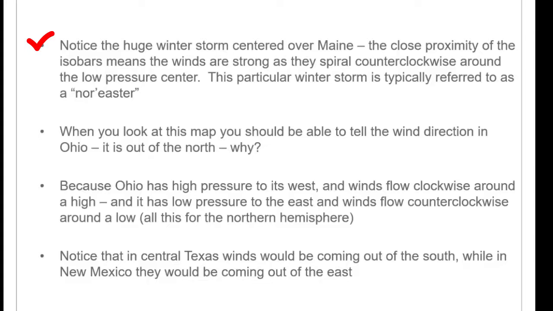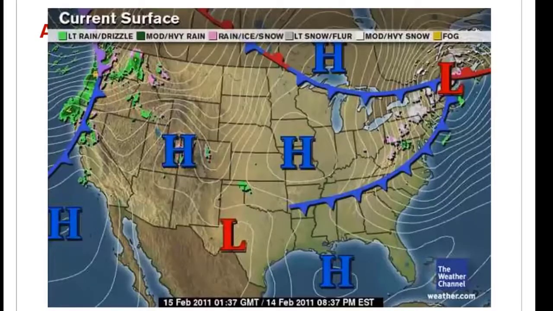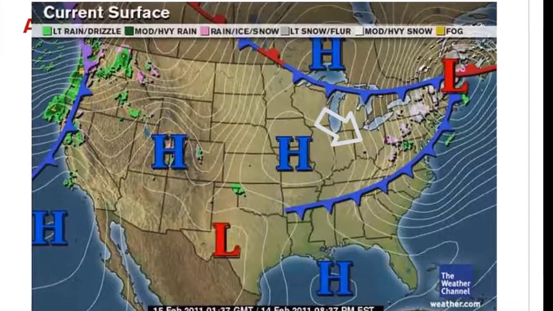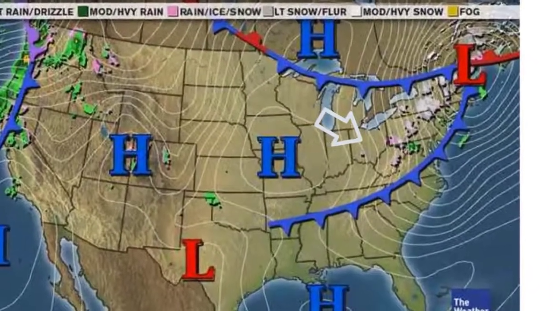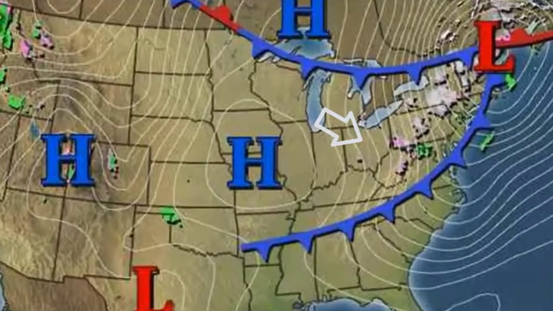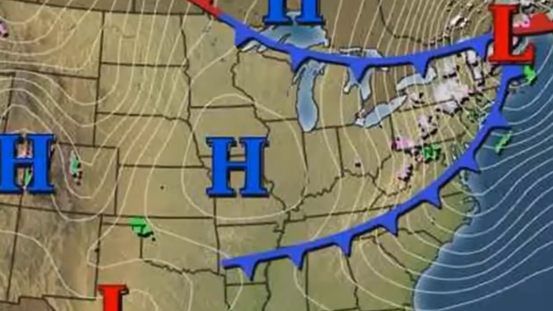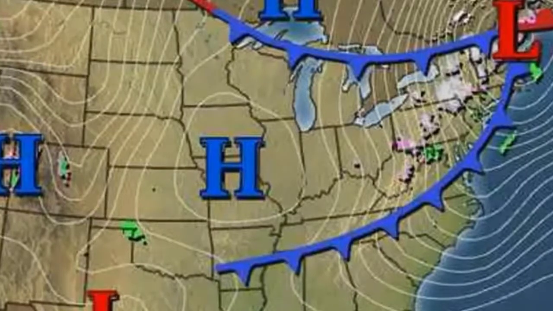Okay. Now, what I want to do is go back and look at the map and see if we can tell where the wind directions are, based on what we've learned. Look at Ohio. Where's the wind? You can see there's isobars there. There's differences in pressure there. As you move to the west, you're getting high pressure. As you move to the east, you're getting low pressure. That means the winds in Ohio are coming out of the north.